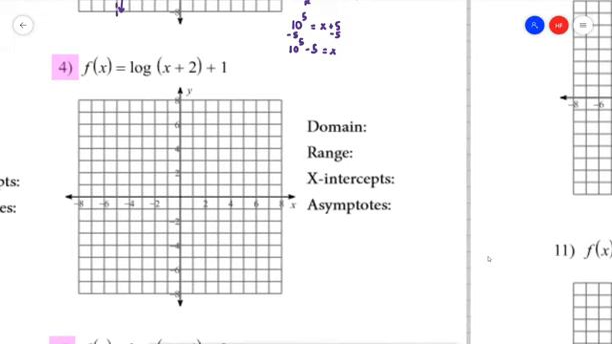Number 4, same deal. So we get the domain from the inside there. We take the opposite. And that's also our asymptote. So x equals -2.